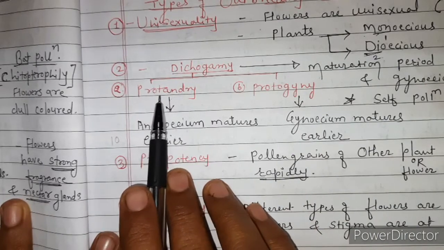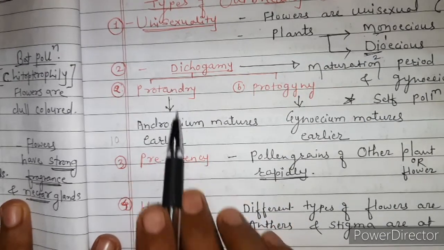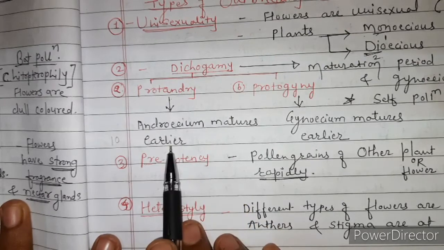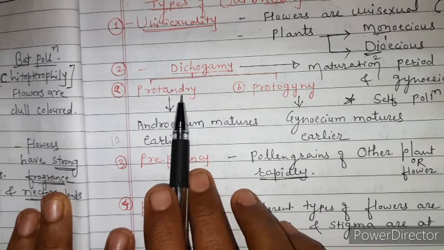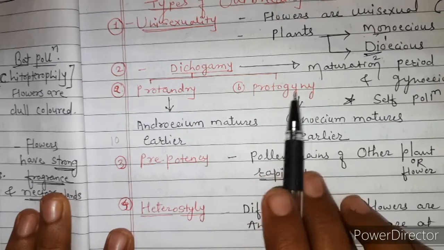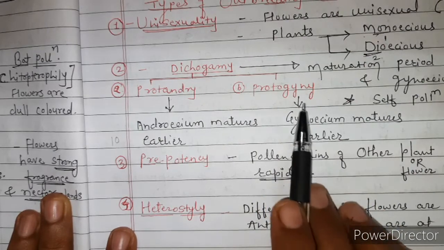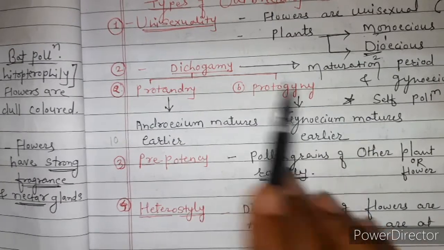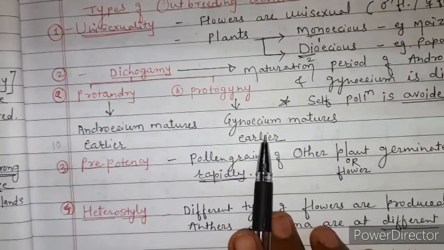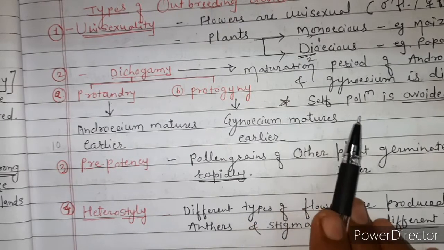In protandry, andry is for androecium. So, when in the plant the androecium matures earlier than the gynoecium. आधी अँड्रोशियम मॅच्युअर होतो त्यावेळेस गायनोशियम मॅच्युअर झालेला नसतो. अशा वेळेस सुद्धा क्रॉस पॉलिनेशन होतं. ठीक आहे. And protogyny, pro means again earlier, gyne is for gynoecium. So when gynoecium matures earlier than androecium, in such condition also self pollination is avoided and cross pollination is preferred.